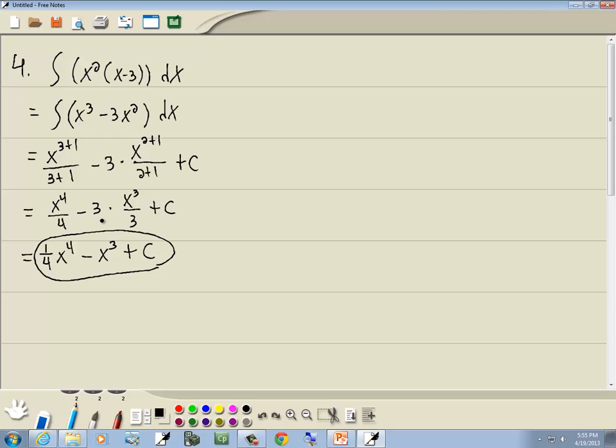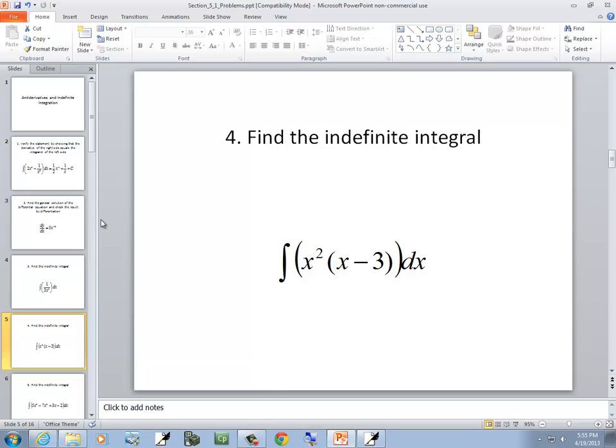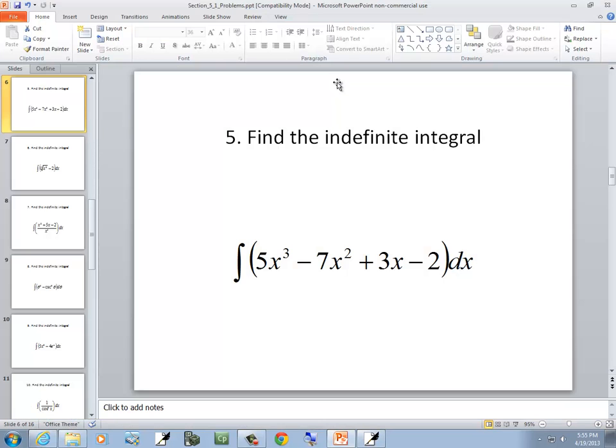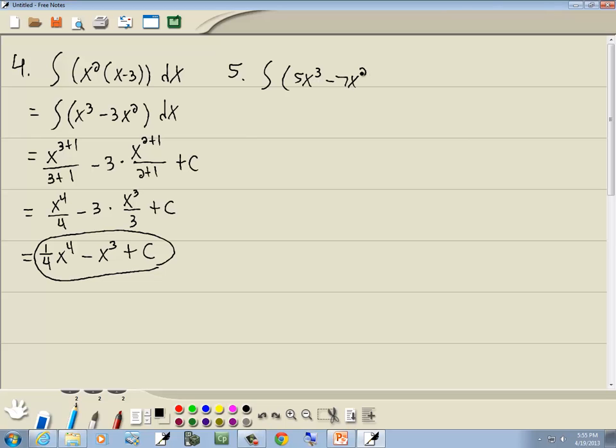So sometimes you can do basic algebra to get it in the right form. Let's take a look at this one. Got the integral of 5x to the third minus 7x squared plus 3x minus 2 dx. We got 4 separate terms here. Again, I'm just going to take the integral of each one separately. I could actually write them as 4 separate integrals. It doesn't benefit us a whole lot at this point. So the 5 just remains. Add 1 to our power, so 3 plus 1, divide by our new power.